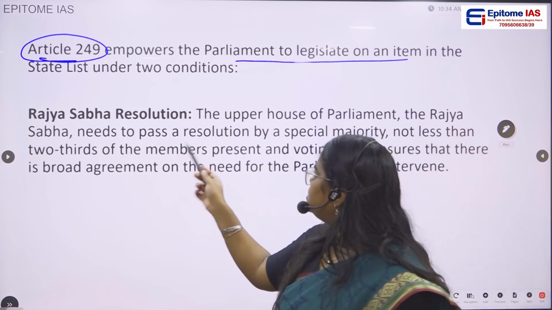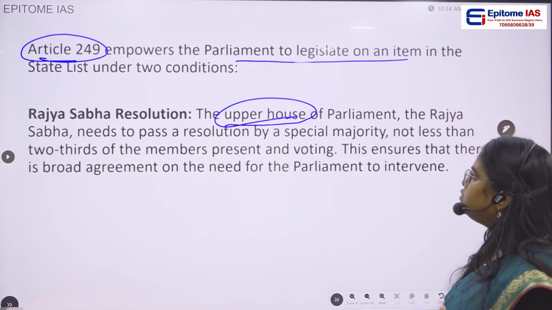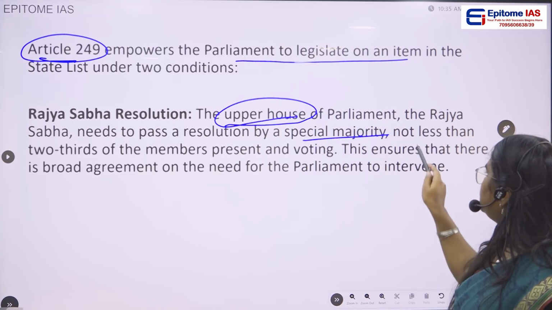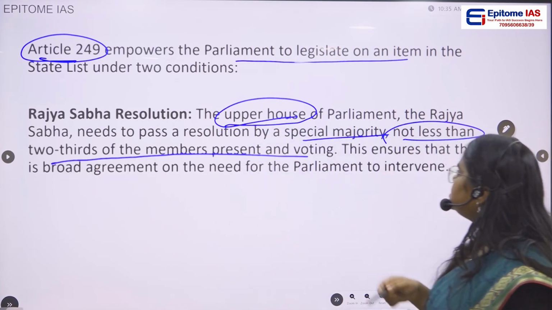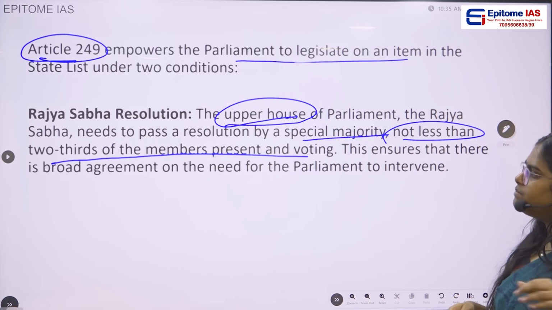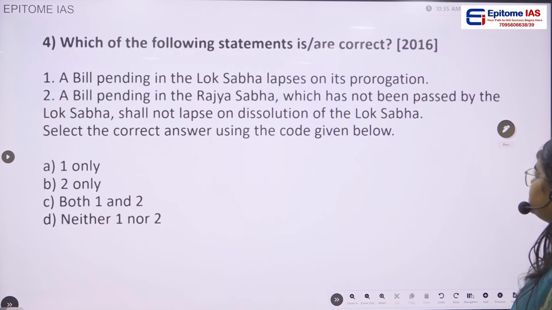So, Rajya Sabha resolution: the upper house of the parliament, the Rajya Sabha, needs to pass a resolution by a special majority, not less than 2/3 of the members present and voting. This ensures that there is a broad agreement on the need for the parliament to intervene.